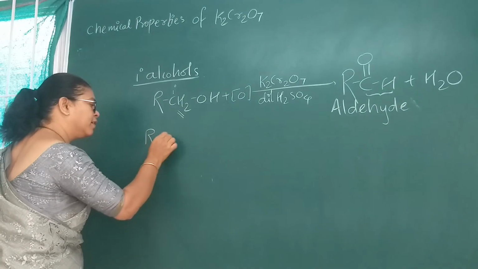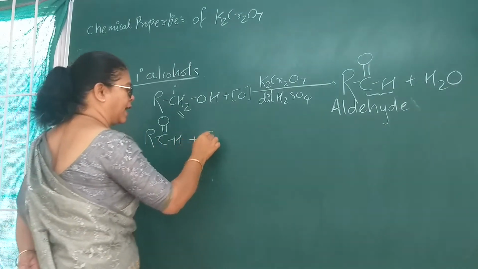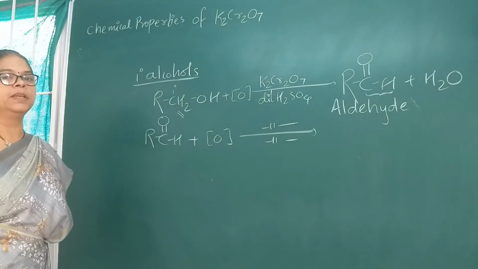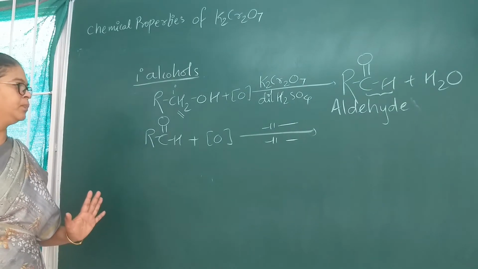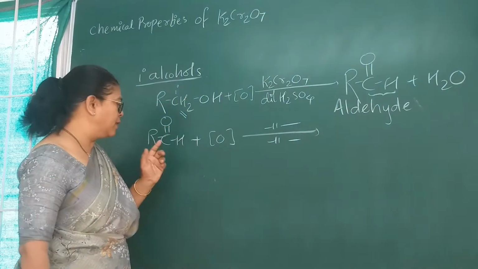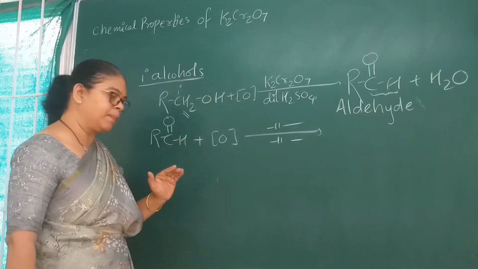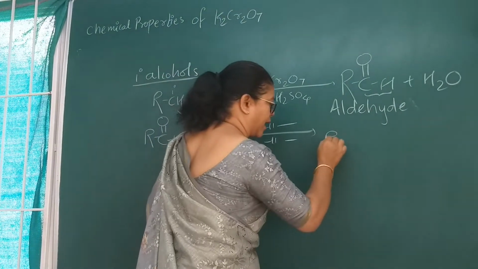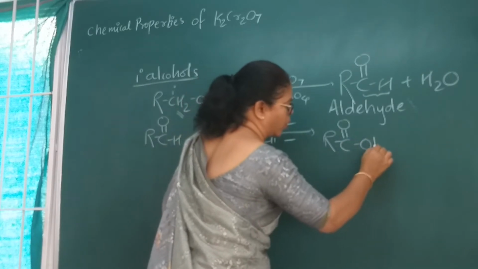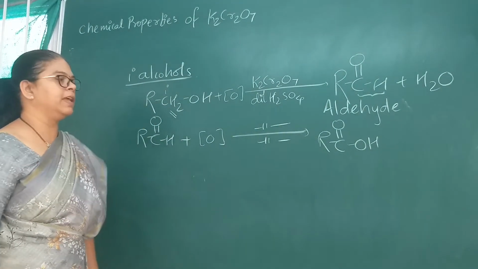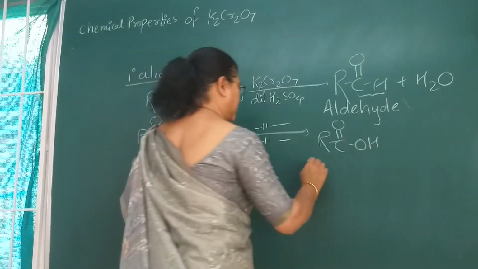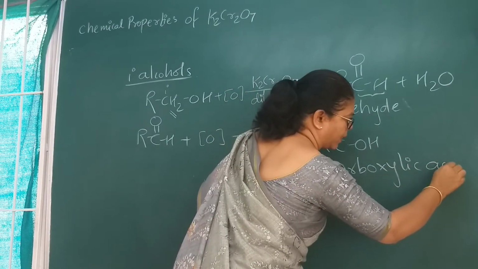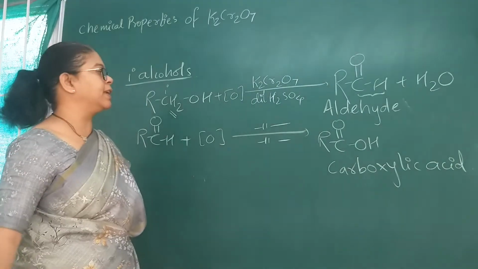The reaction can't stop at this aldehydic level because potassium dichromate in acidic medium is a very strong oxidizing agent. The reaction continues till the bond between C and H breaks, oxygen gets inserted here and you will get R-COOH. Now the compound is very well known to us. It is carboxylic acid. आपण त्याला लक्षात घ्या.